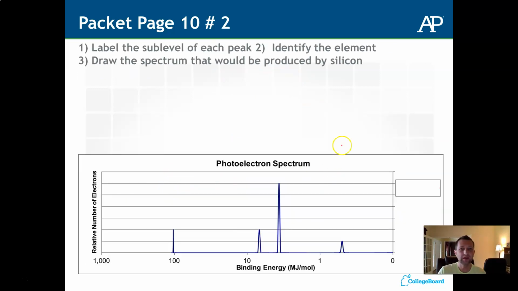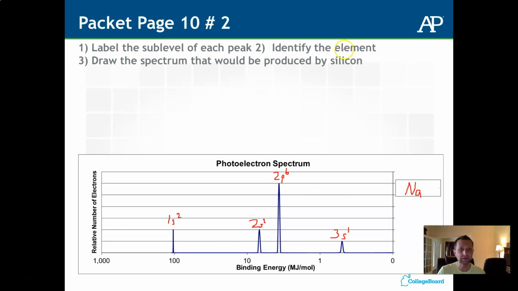Okay, next one. Label a sublevel of each peak, identify the element, and draw the spectrum that would be produced by silicon. So let's go through and do this. 1s2, 2s2, see how easy this is after a while, 2p6, and this is half of the s peak, so that is 3s1. Okay, 3s1, that is sodium.